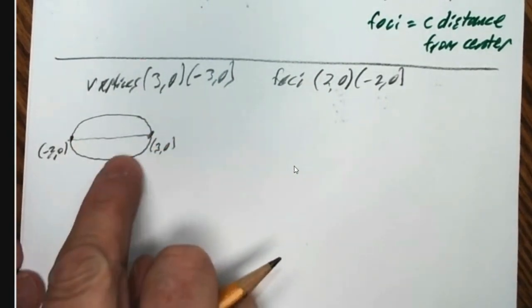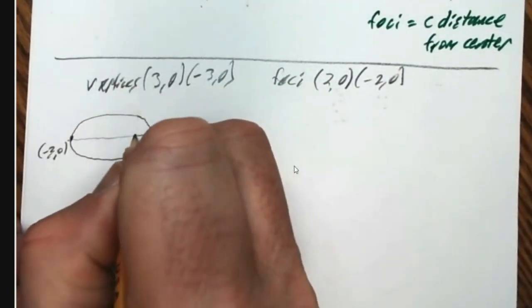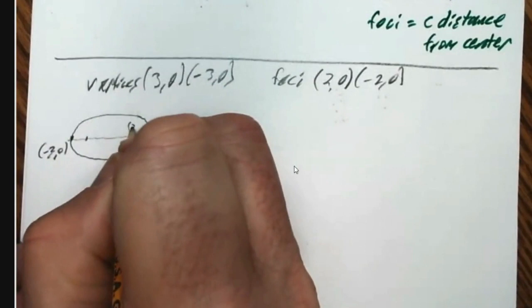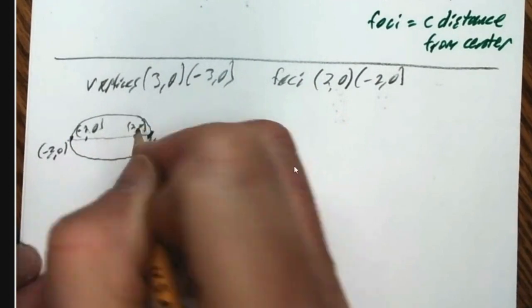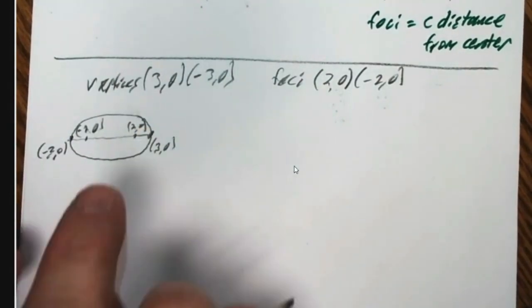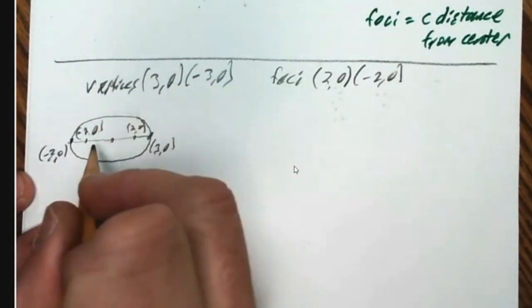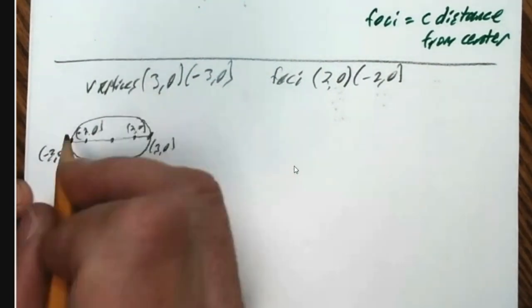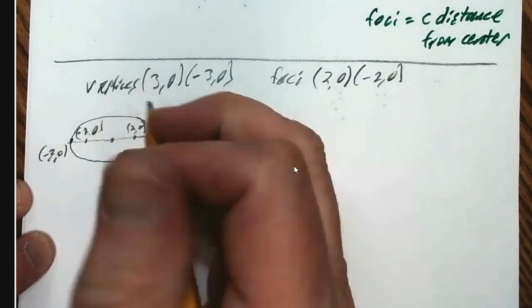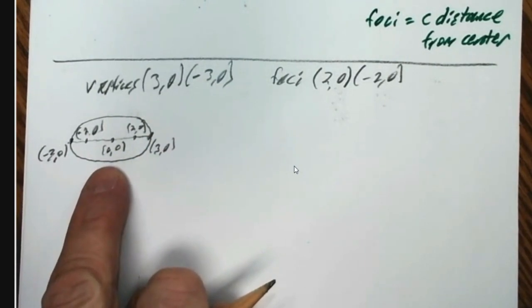If it was 0, 3 and 0, negative 3, we know it'd be up and down. The foci are at 2, 0 and negative 2, 0. I didn't give myself much room in there. I drew that really small. All right, so what do we know now? We know the center must be halfway in between the vertices or halfway in between the focal points. Well, that's easy. Since this is 3 and negative 3, it must be on the origin, right? So we have an ellipse that's centered on the origin.